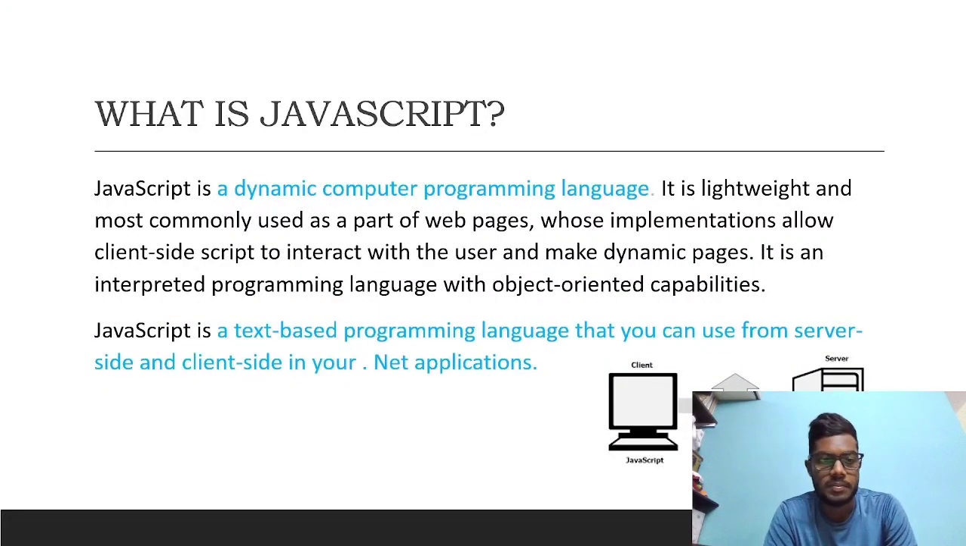What is JavaScript? JavaScript is a dynamic computer programming language. It is lightweight and most commonly used as a part of web pages, whose implementations allow client-side scripts to interact with the user and make dynamic pages. It is an interpreted programming language with object-oriented capabilities. JavaScript is a text-based programming language that you can use on the server side and client side in your net applications. This is the client side JavaScript and this is the server JavaScript.